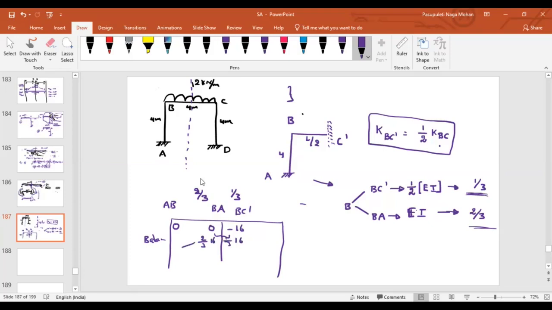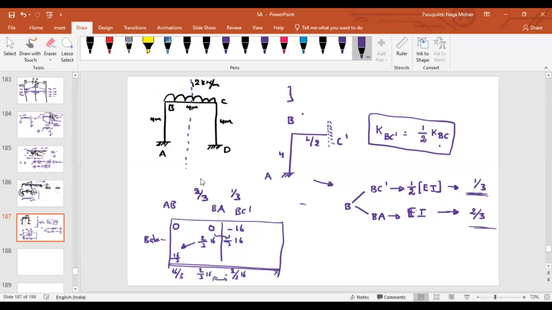What about the far end? Fixed end support, that's why half of them will carry. Half of 2/3 of 16. That means here I can say 16 by 3. Now what are the values that we'll get? If you add this, how much will we get? 16 by 3. If you add here, how much will we get? 2/3 of 16. If you add here, minus 2/3 of 16. And here, not required.